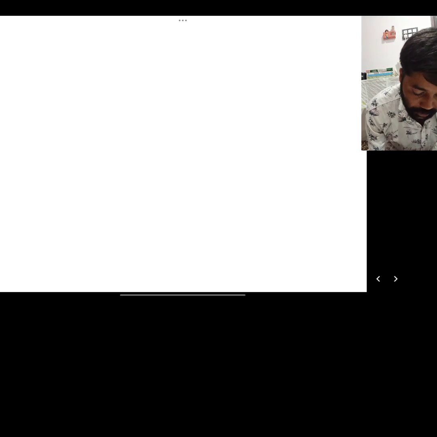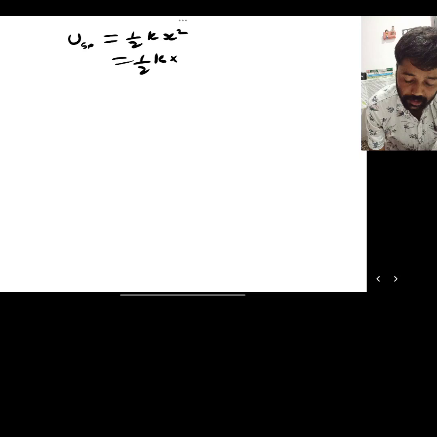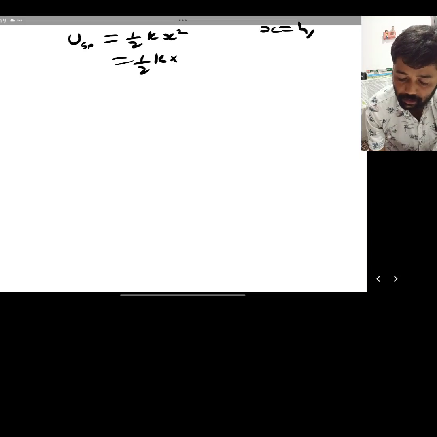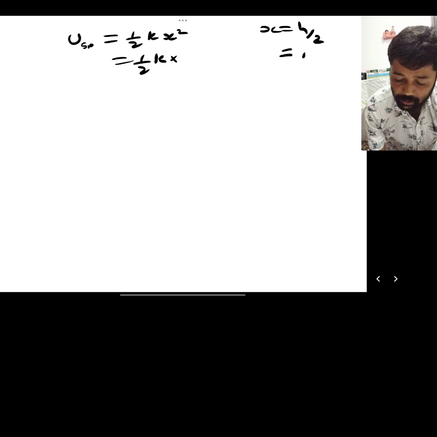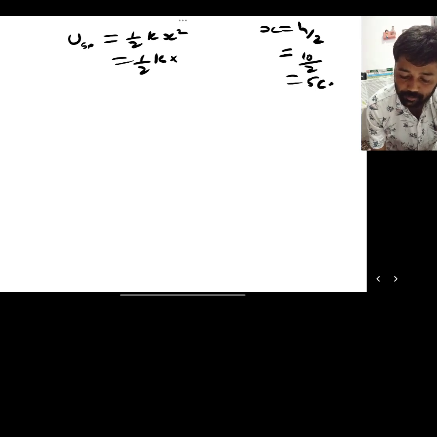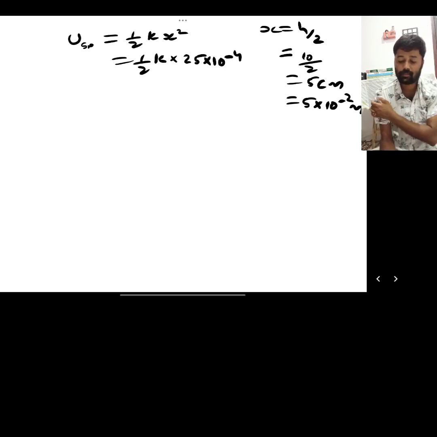Spring potential energy is given by half kx square. So half k, we need to find the value of k, which is the spring constant. x is the compression, which is h by 2, as given in the question. h by 2 means 10 centimeter divided by 2, that is 5 centimeter. So 5 centimeter means 5 into 10 power minus 2 meter. So x square is 25 into 10 power minus 4 meter square.